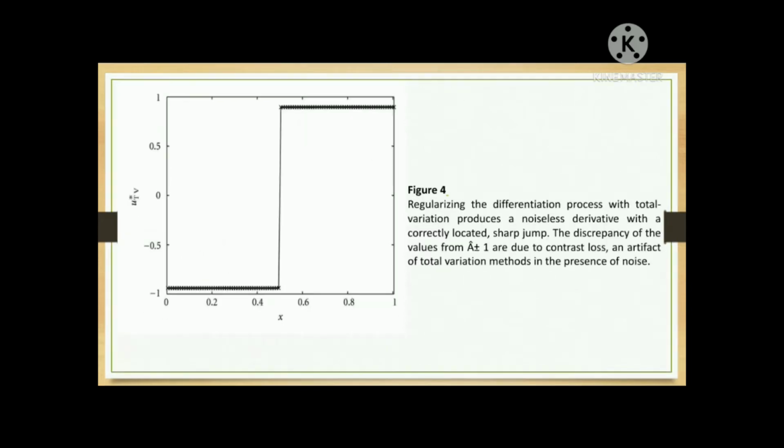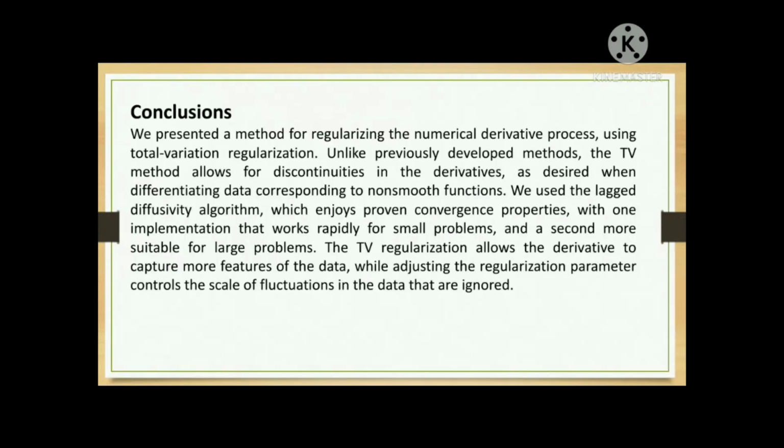Next is Figure 4. Regularizing the differentiation process with total variation produces a noiseless derivative with a correctly located sharp jump. The discrepancy of the values from plus or minus 1 is due to contrast loss, an artifact of the total variation method, and the presence of the noise. So in conclusion, we presented a method for regularizing the numerical derivative process using total variation regularization.